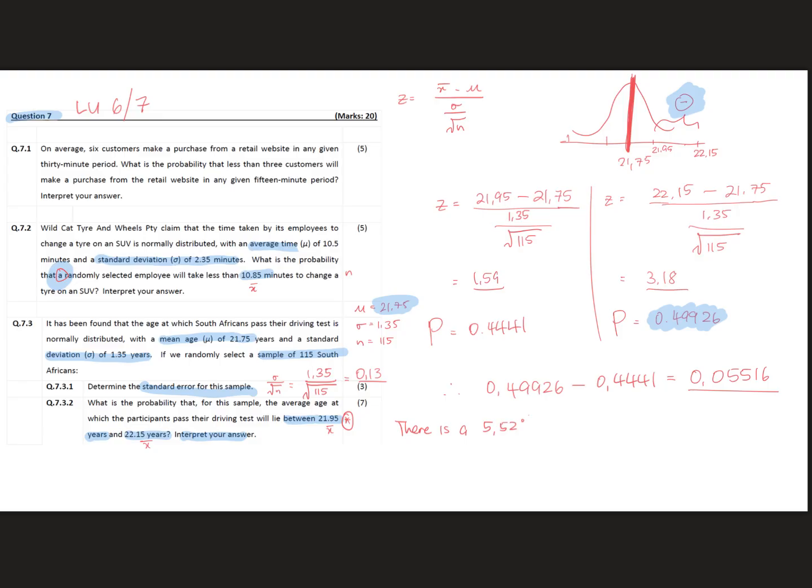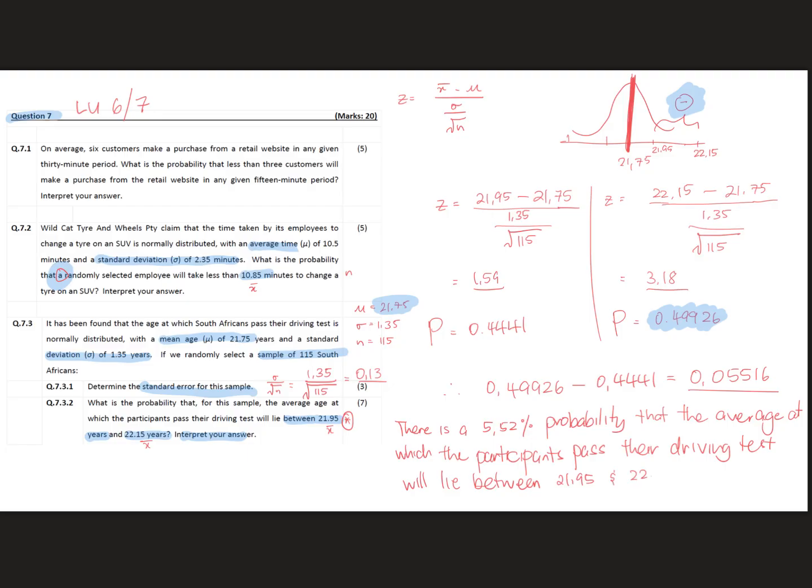So there's a 5.52% probability that the average age, this is what they were looking at here, the average age at which the participants pass their driving test will lie between 21.95 and 22.15 years. And that is your answer.